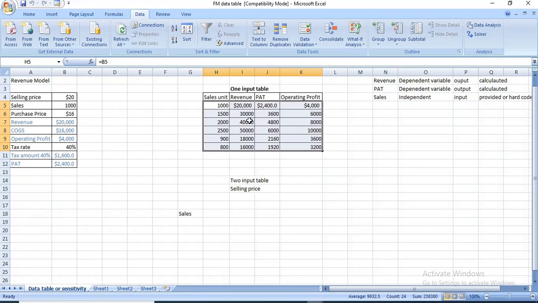This is how you are getting your output here, like for 1500 units of sales. Then you will have this revenue, PAT and operating profit. Similarly, at different units you will have this kind of profit, PAT and revenue. So this is where you can estimate your revenue model just in one click. Similarly for two input cells, you can do it in the two-input table.